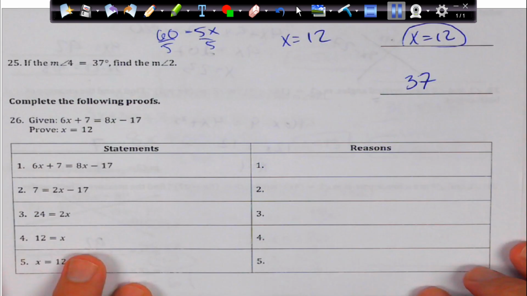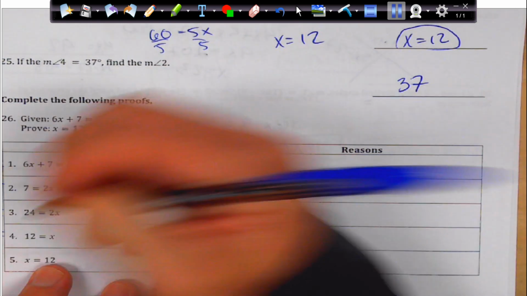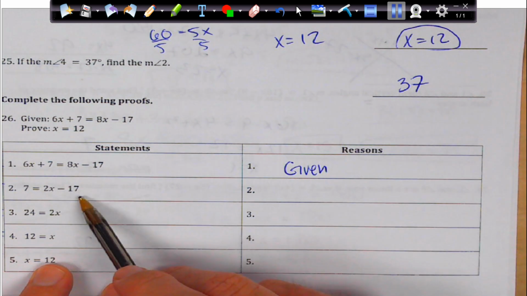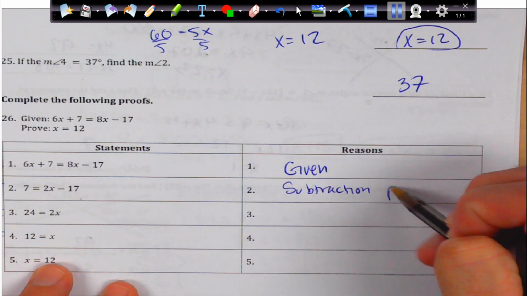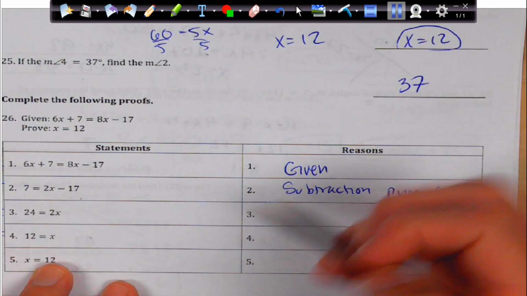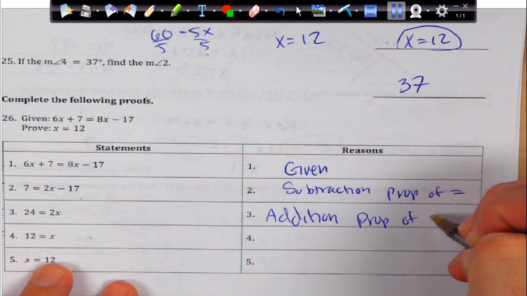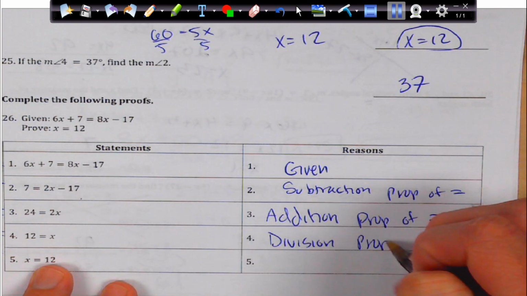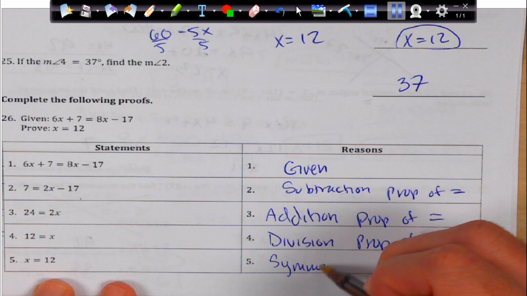Now, everyone loves these ones. So these are just algebraic proofs. It's just a flow, so you just flow down from one step to another. So the first one, given, you don't have to wrap your head around any of this. From here to here, it appears that we subtract 6x over, so I'm going to say subtraction property of equality. Number 3, I go from here to here. It looks like I'm adding 17, so I'm going to say addition property of equality. From here, it looks like a divide by 2, so I'm going to say division property of equality, and then from here to here they flip, which is symmetric property.